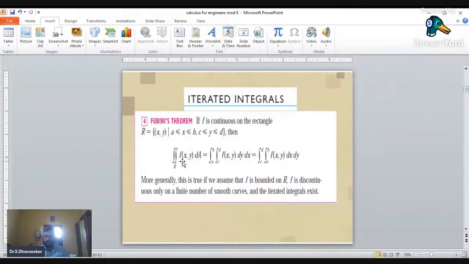Now, this is what the thing is. First I will take this integral f of x comma y dy. I will integrate with respect to y and put the limit c to d. Then that result will be integrated with respect to x and put the interval a to b. Or I can do vice versa: first integrate with respect to x, second integrate with respect to y.